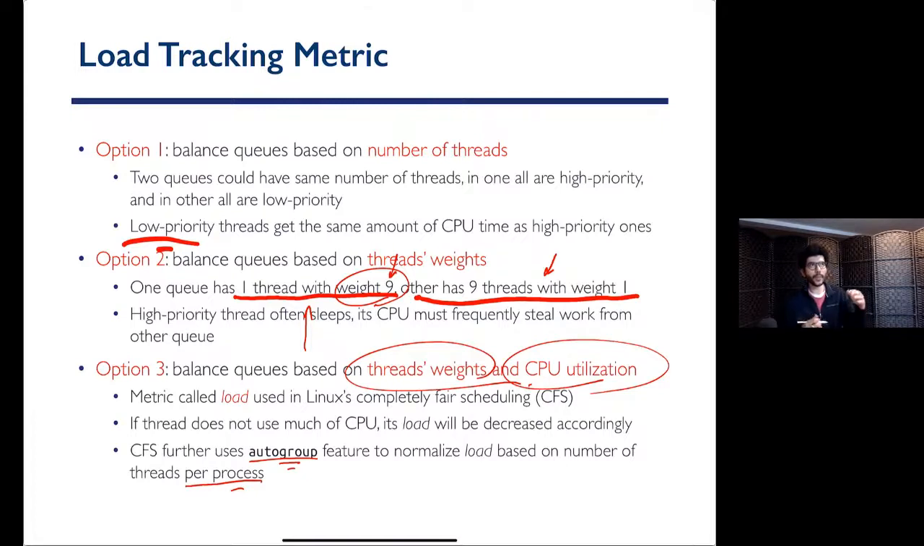So we don't want a situation where one process creates 100 threads and each thread gets the same treatment as each other, because then all processes would have incentives to create more threads to get more CPU. So if we have a process that has 100 threads, we kind of want to ignore the number of threads that this process has and treat them all as a single unit. So we'll talk about that later.